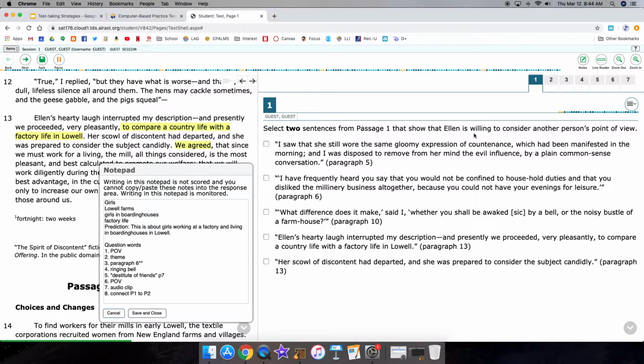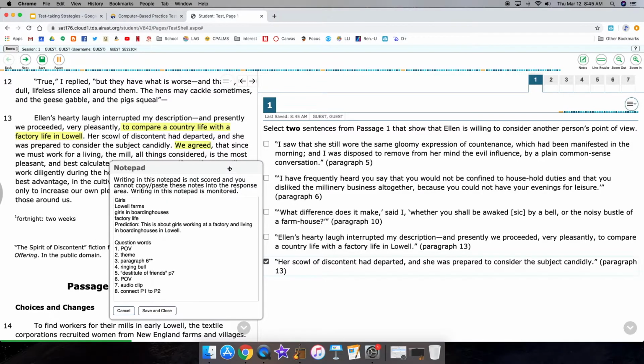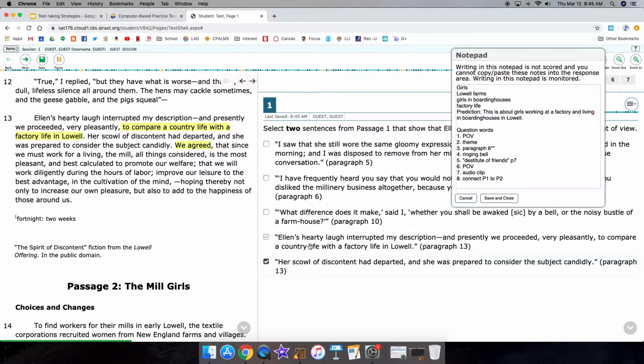Oh, so this question is about whether she's willing to consider another person's point of view. And she's prepared to consider. Look, the words from the question are in the answer. So even though this could be right, this is the best answer because this answer is about her preparing to consider the narrator's idea or point of view. And the question's asking, how do you know that she's willing to consider? And the answers are there, but I wouldn't have been set up to look at these two if I hadn't done my coding and my keywords and my highlighting in here.